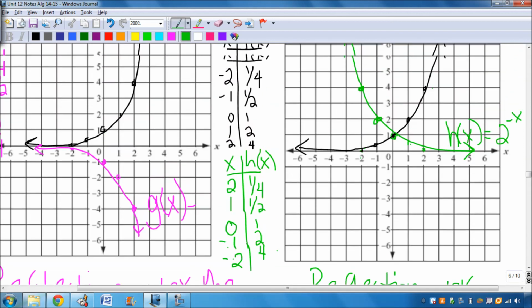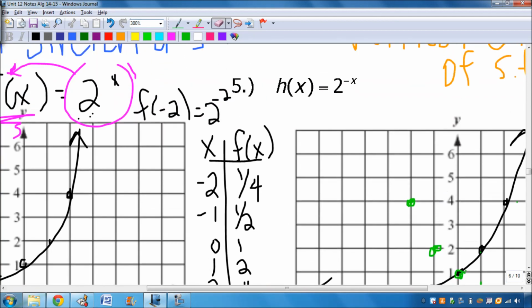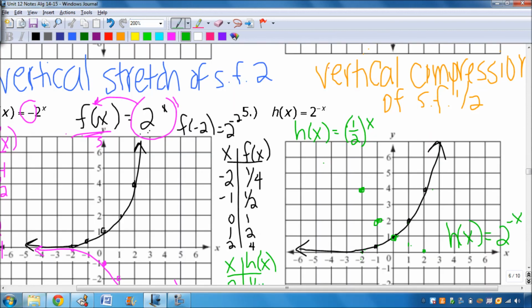And again, this should make sense to you because if you have h of x equals 2 to the -x power, what that means right here is basically h of x equals 1/2 to the x power. So if you look at this right here, our growth ratio is getting smaller. Let's connect our dots. Our growth ratio is getting smaller, so this is now going to be exponential decay instead of exponential growth. Okay? If you have any questions, let me know.